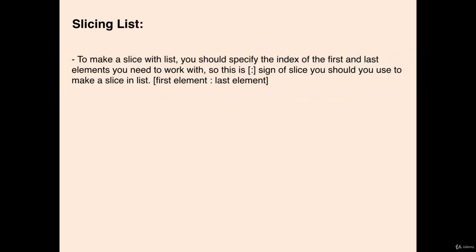To make a slice with a list, you should specify the index of the first and last elements you need to work with. So this is the sign of slice. You should use it to make a slicing list: square brackets, first element, colon, last element.